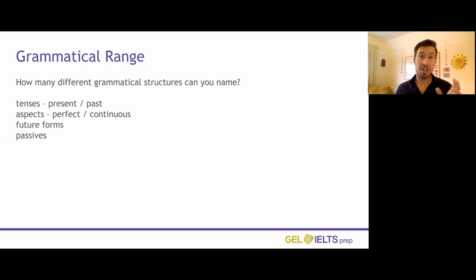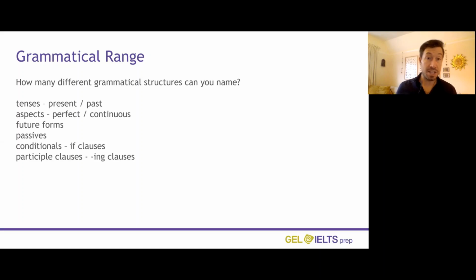Passives, passive structures, where you're saying it was built or it was done by someone. These are another example of a grammatical structure that you could use. Conditionals, which we looked at before, which are the if clauses. Participle clauses, which we saw one example of before, those are ing clauses. Inversions, this is where you're moving the subject and the verb around.